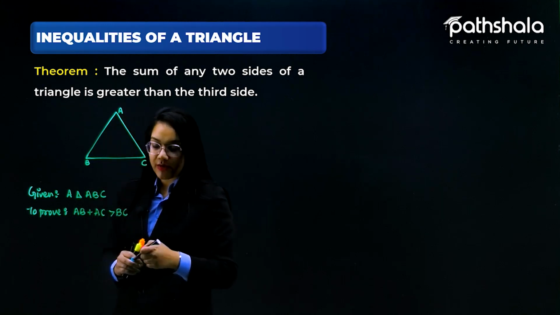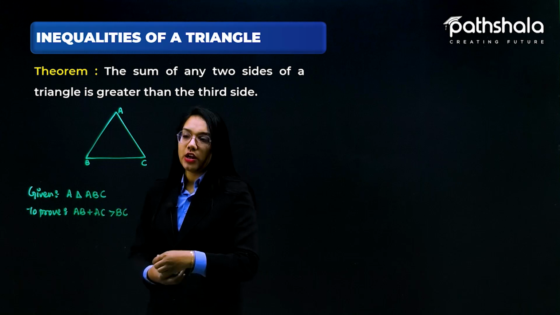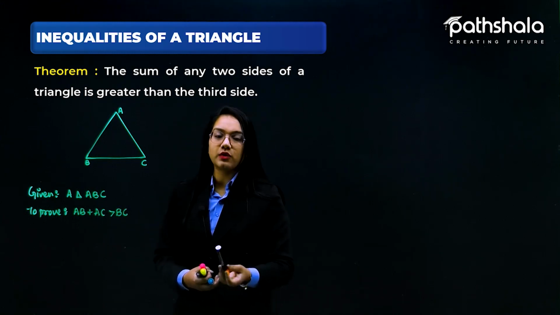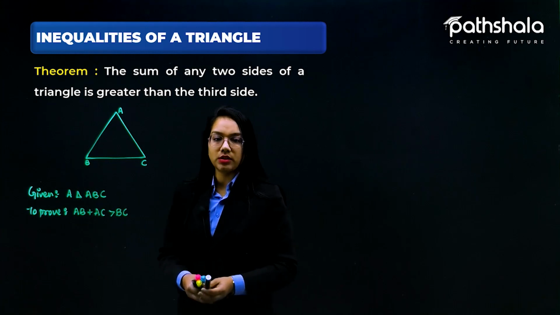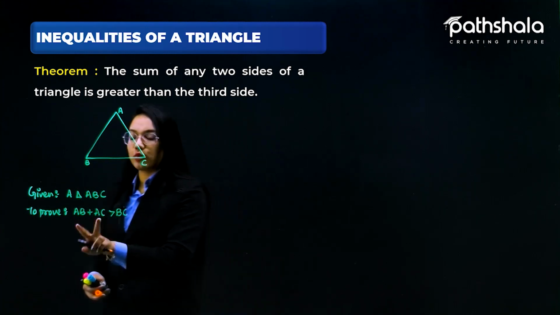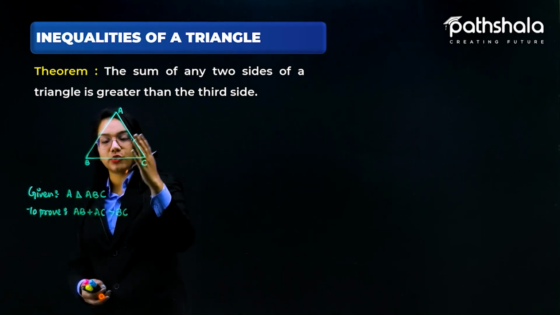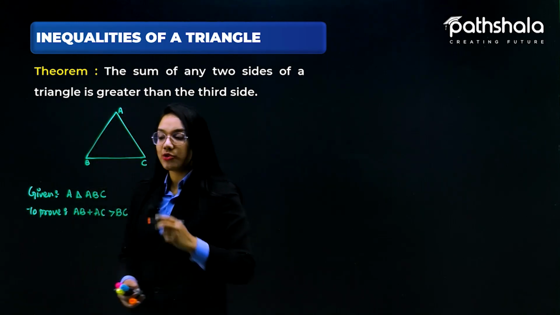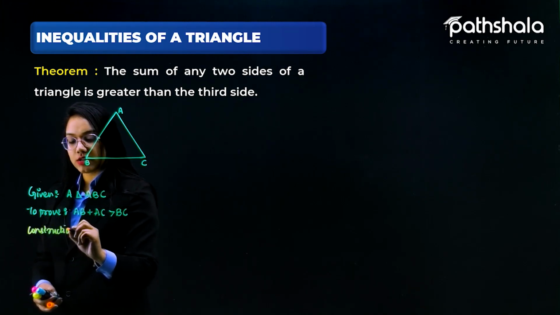Let us suppose I take these two sides, AB and AC, whose sum should be greater than BC. You can take any two sides and prove that their sum is greater than the third side. I'm taking these two sides, which should be greater than this side, and I'm doing a little bit of construction here. So what is the construction?